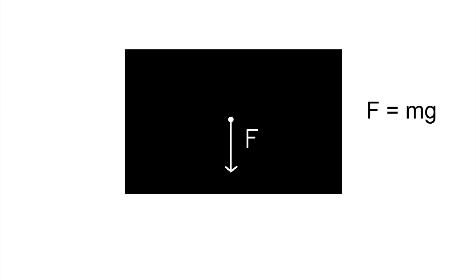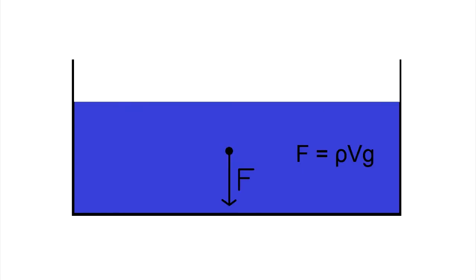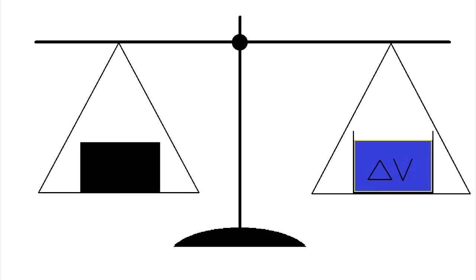The weight force of an object is easily calculated. However, finding the buoyancy force requires finding the displaced volume of water. You then take this displaced volume and multiply it by the density of water and the gravitational acceleration. So you can think of buoyancy as a kind of balance between the weight exerted by the displaced water and the weight of the object itself.